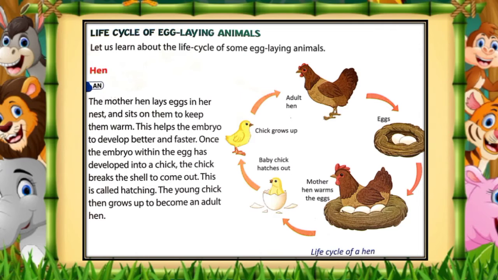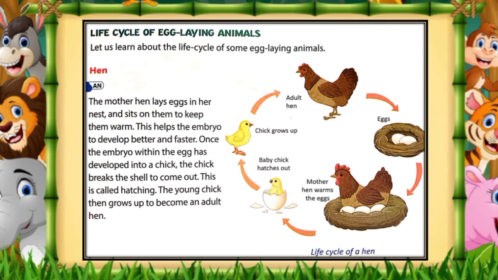So life cycle means the stages a living thing goes through during its life. In some cases, the process is slow and the changes are gradual. So all organisms go through stages of development. An egg is first in the chicken life cycle.